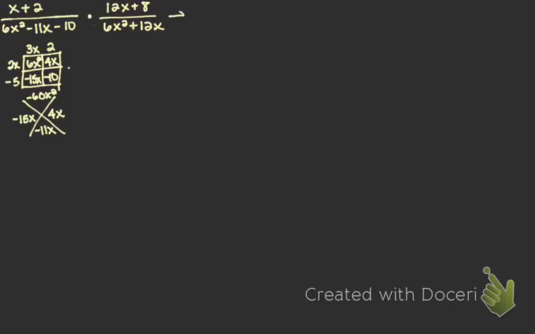So when rewriting this, the numerator of my first rational expression will stay x plus 2. The denominator will become what I factored with my generic rectangle. So we'll have the quantity 3x plus 2 times the quantity 2x minus 5.